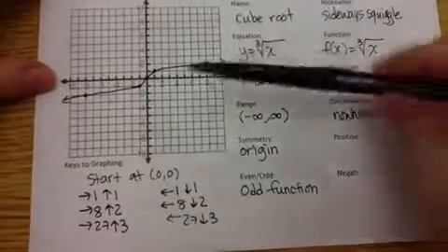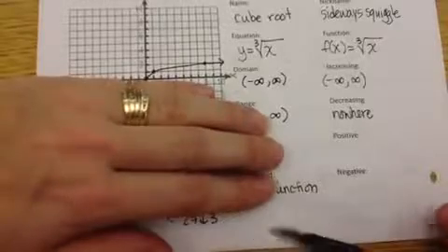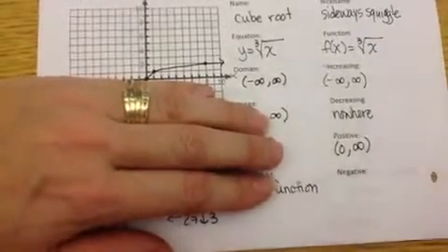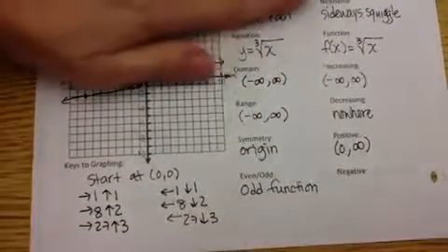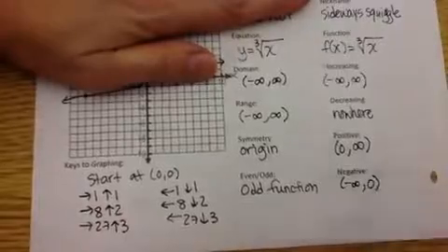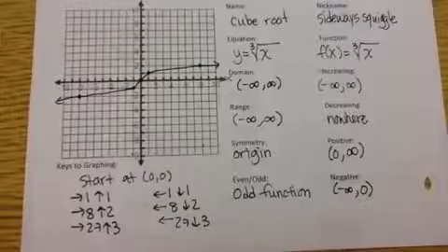Positive and negative means above the axis, below the axis. So it is positive from 0 to infinity, not including 0, since 0 is not positive. And then it is negative, or below the x-axis, from negative infinity to 0. Again, not including 0, because 0 is not negative. So there's your cube root family.